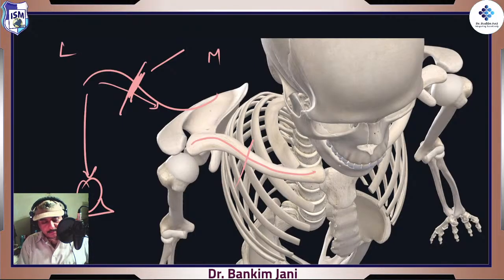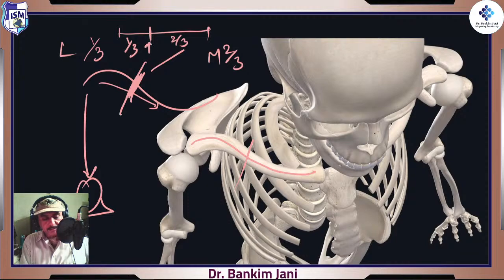So here, if we are dividing this bone, can we say that this is the junction of lateral 1/3 and medial 2/3? Can we say that, right? It is like this. This is our bone, and that's the 2/3 and this is the 1/3. This is the junction of lateral 1/3 and medial 2/3. Right now, this much knowing is sufficient. We proceed, right?